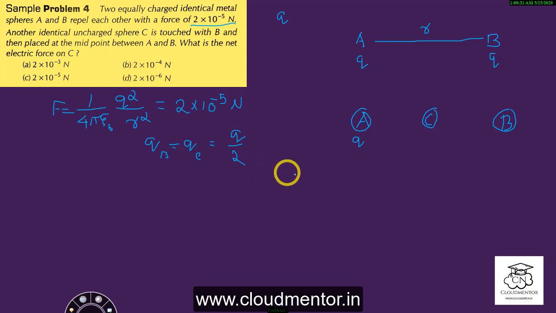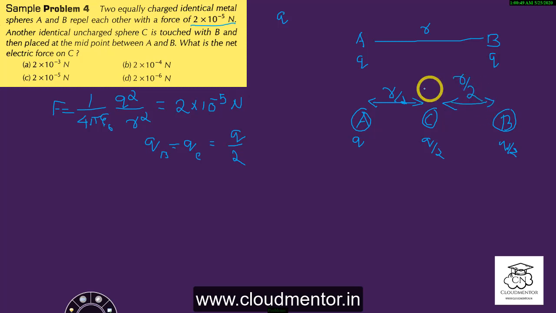We can write it here, q by 2 and q by 2. And the distance will be r by 2, because it is in the middle, r by 2. And this is also r by 2.